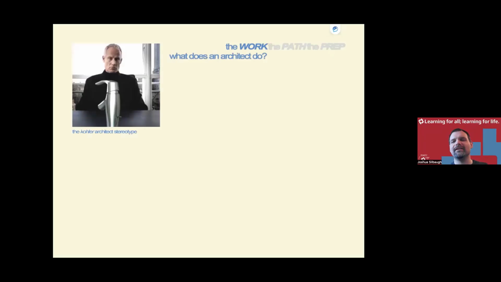So the first part is what the work is. There's a lot of misconceptions, I think, from younger folks and even people in the working world ancillary to architecture who feel they understand what architecture is or what an architect does, but really don't fully get it.